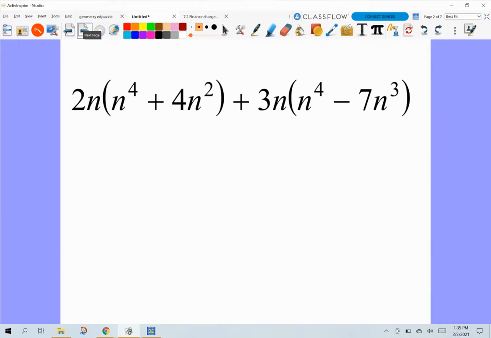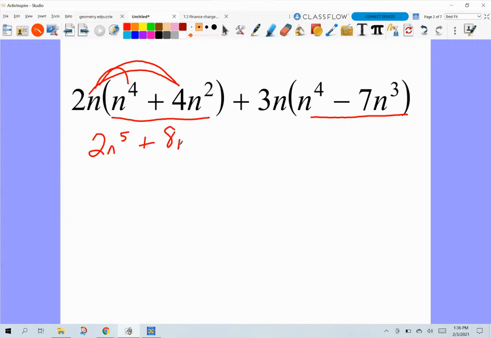Okay, so something like this, if you notice there's two binomials that are being multiplied by their own monomials outside. So you're going to have to distribute the first monomial in. So 2n times n to the fourth is going to be 2n to the fifth. And then 2n times 4n to the second is going to be 8n to the third. And then multiply these guys here. 3n times n to the fourth is 3n to the fifth, positive, so I'm going to add. And then 3n times negative 7n to the third is negative 21n to the fourth.